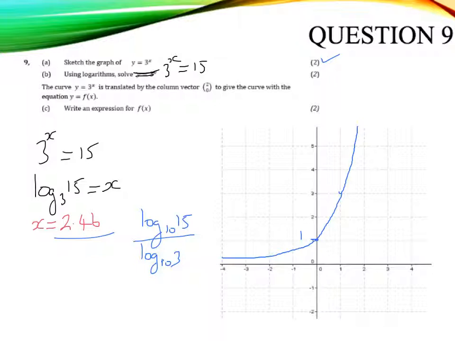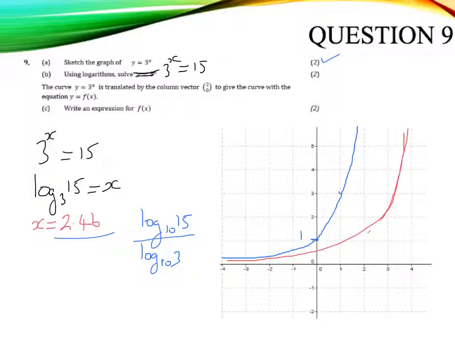Okay. And then the final part, part c, it says write an expression for f of x when this curve's been translated by the column vector (2, 0). So what we need to remember is what happens with these column vectors. (2, 0) means 2 units to the right. So this curve will now be somewhere over here. Okay, so it's been translated 2 units to the right, something like this. We're not being asked to draw it, we're just being asked to think about what's going on.